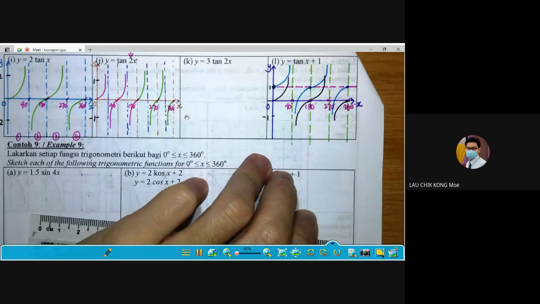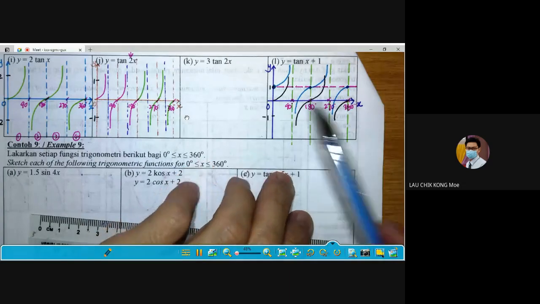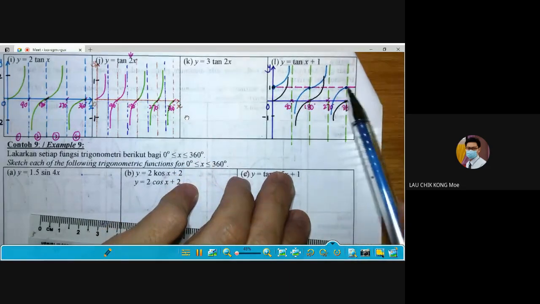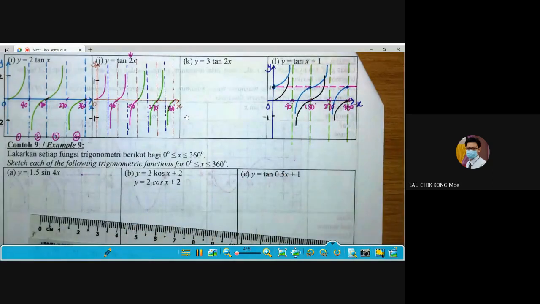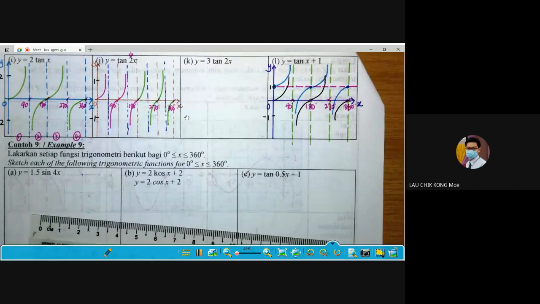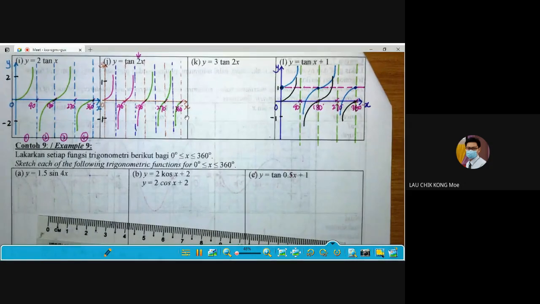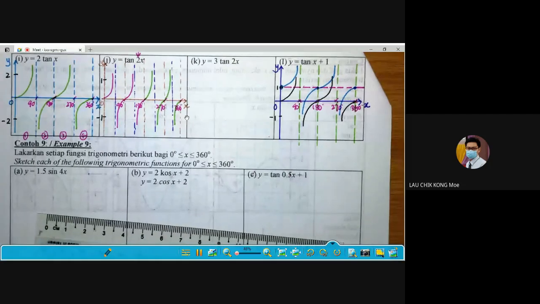The blue color is the new one. We start from 1. Anjak satu unit mah. 0 become 1. So the blue one is our final answer. The black one is the original graph for the tangent. Kita lukis untuk sebagai rujukan dan panduan kita. It's okay. Tak ada masalah. Boleh lukis dulu.